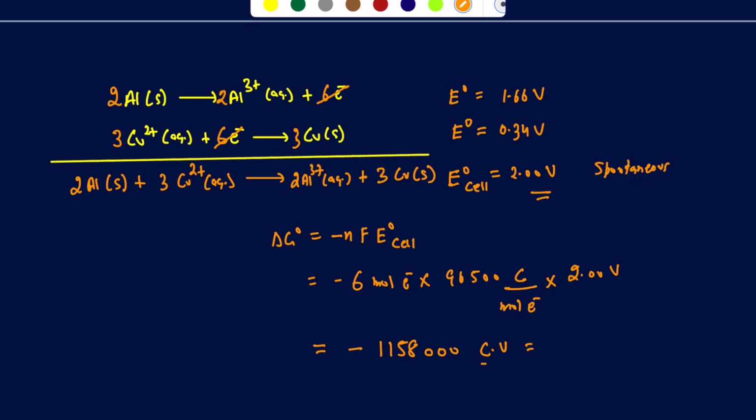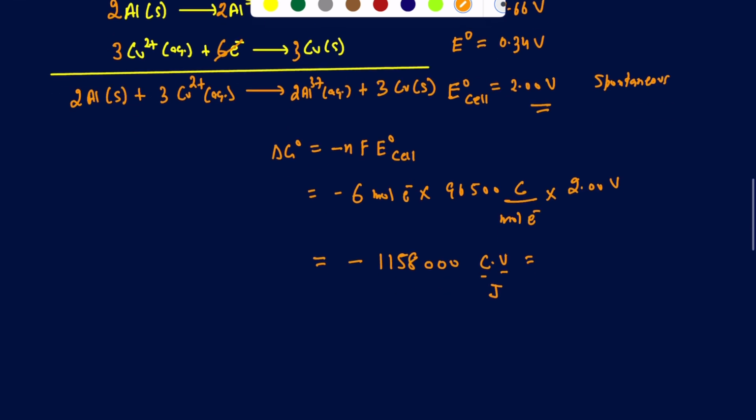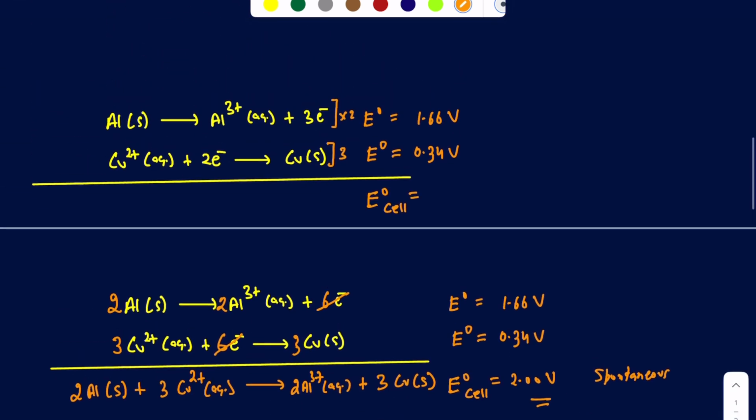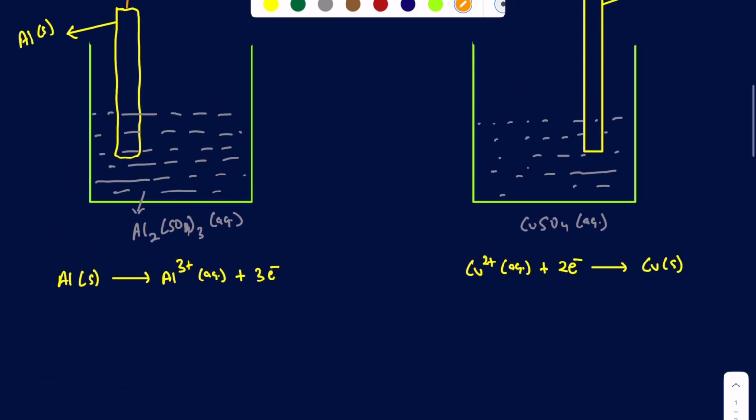This coulombs times the voltage is actually going to be joules, because that's how we measure the delta G anyway. So I can write this down as 1158 kilojoules. Let's say I want to get rid of those 3 zeros at the end and write it in kilojoules form. And that's how much delta G you're going to be getting out of this particular battery in this particular case.